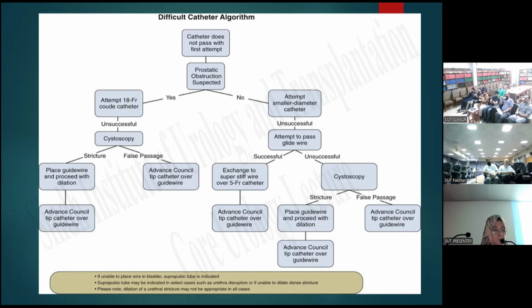after placing the guide wire, dilatation is done, and after the dilatation you pass the Coudé tip catheter. For example, if you are not suspecting the patient of prostatic obstruction, gently attempt a catheter of smaller diameter. If it goes unsuccessful, you attempt to pass the glide wire. If it passed successfully, then it should be changed to the guide wire on the 5 French catheter, and then you can place the Coudé tip catheter over the guide wire. And if it went unsuccessful, the cystoscopy should be performed again, the same thing. In case of a stricture, place the guide wire and proceed with dilatation and pass the catheter over the guide wire. And in case of the false passage, pass the Coudé tip catheter over the guide wire.